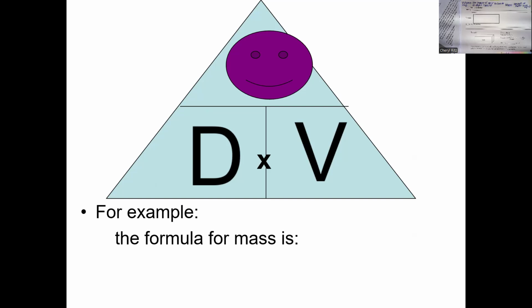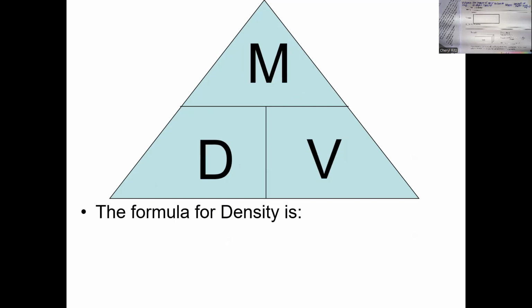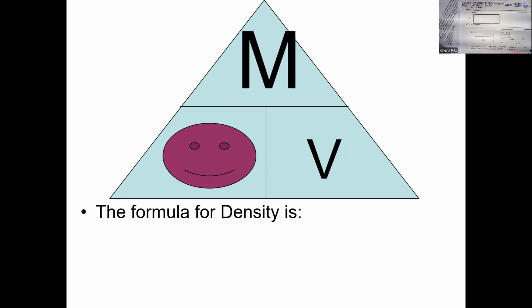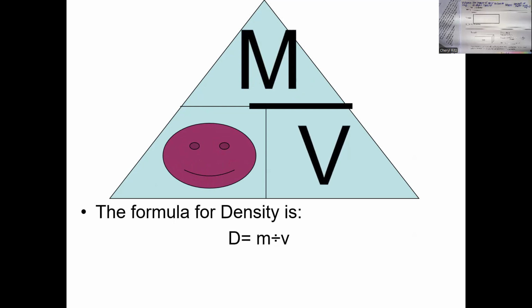All you have to do is cover up the variable you're looking for, and voila, there's the math you need to do. Let's do it for density, even though I know it's in your reference table. Cover up the D. What are you left with? Mass over volume. And in math, when you have one over the other, what do you do? Divide. Mass divided by volume. So density equals mass over volume.